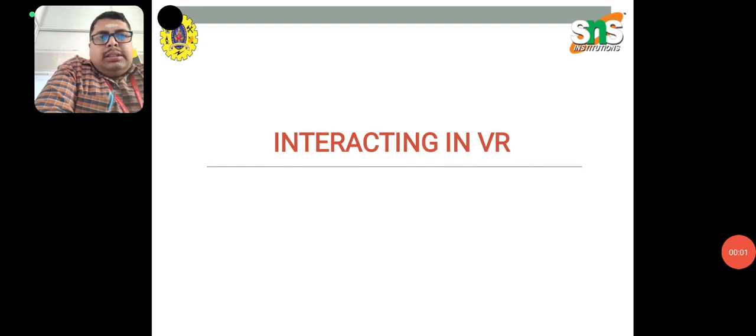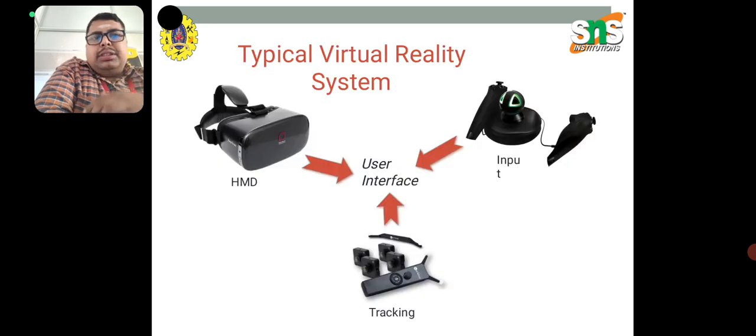Hi all, this is video number 2, where we are going to look at interacting in VR. A typical virtual reality system consists of an HMD, that is a head mounted display, user input devices such as joysticks, and for tracking we have tracking devices. These three are manipulated together to form a user interface.